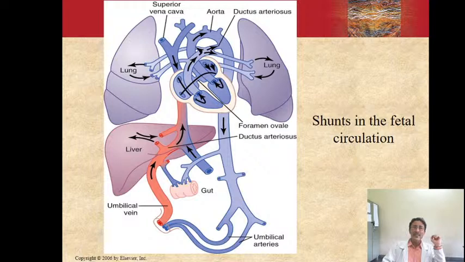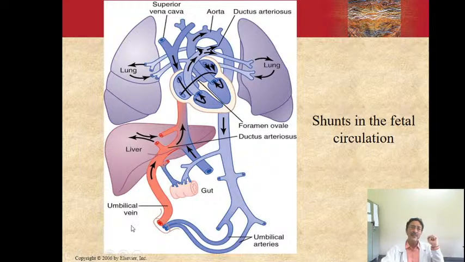So here you can see the diagram where you will find the shunts. Here you have the umbilical artery, and this is the umbilical vein passing through and bypassing the liver. Here again, this is the lungs and this is the aorta, where you will find a connection. The foramen ovale is present here. Here from the right atrium it is going directly into the left atrium. This is the foramen ovale.